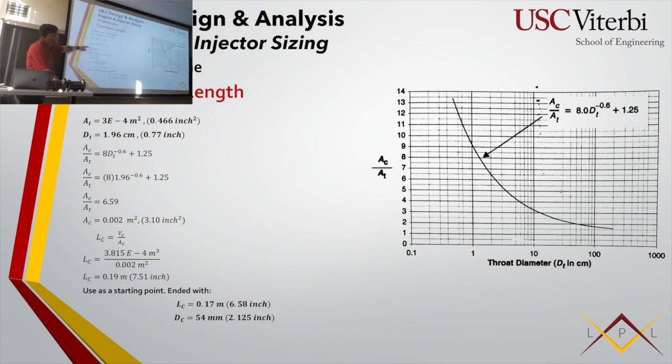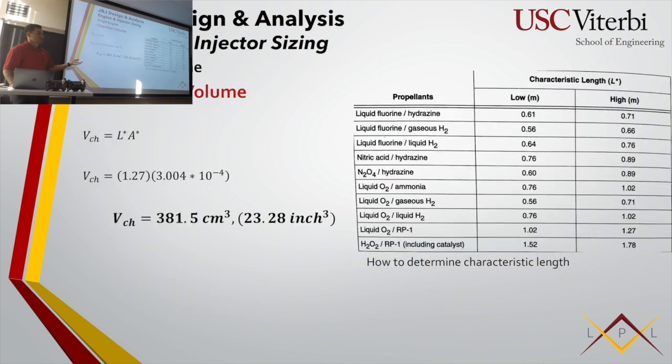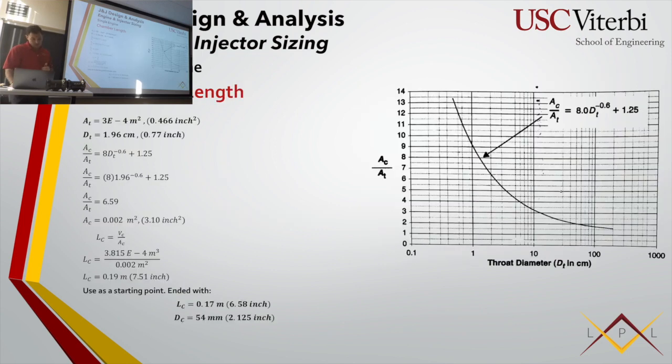So we do that, and we get AC over AT is 6.59, right? So that just means the area of the chamber needs to be 6.59 times bigger than the area of the throat, is what they suggest. And then we know the area of the throat, which we calculated, and now we can figure out what the area of the chamber is, right? So now that we know the area of the chamber, and we calculated the volume of the chamber, what did that tell you? We know the area and the volume. So now you know what the length needs to be to get that volume, right? And so now we can calculate how long it needs to be. And so we get 7.51 inches.